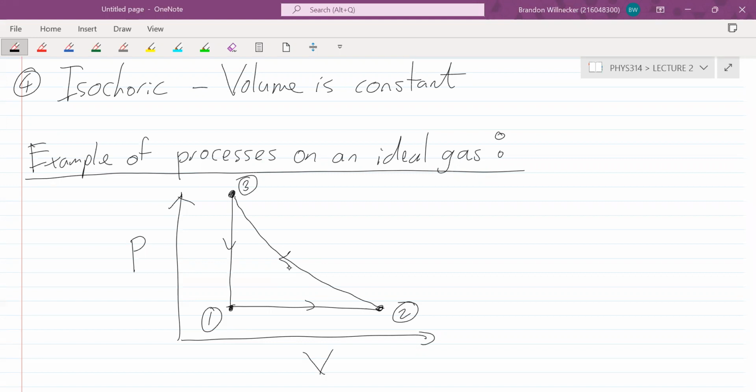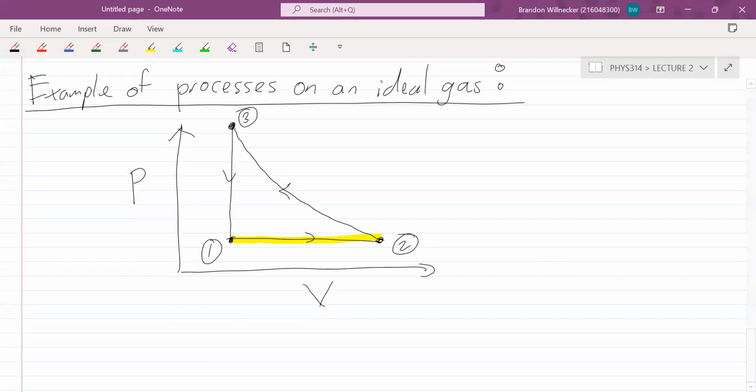For the first bit, from 1 to 2, we see that pressure remains the same. Okay, because we're on a constant pressure line. So from 1 to 2, pressure remains the same, so we call it isobaric. So from 1 to 2, it's isobaric.